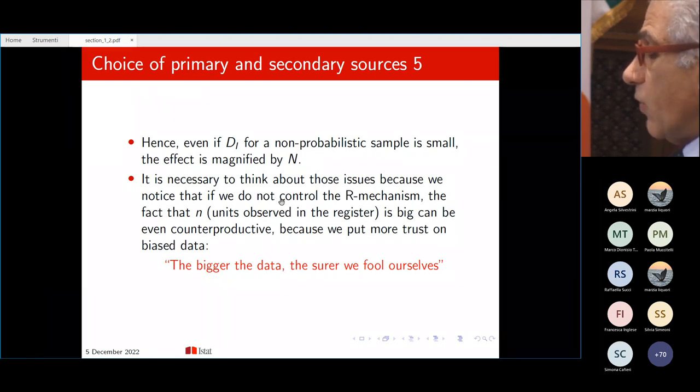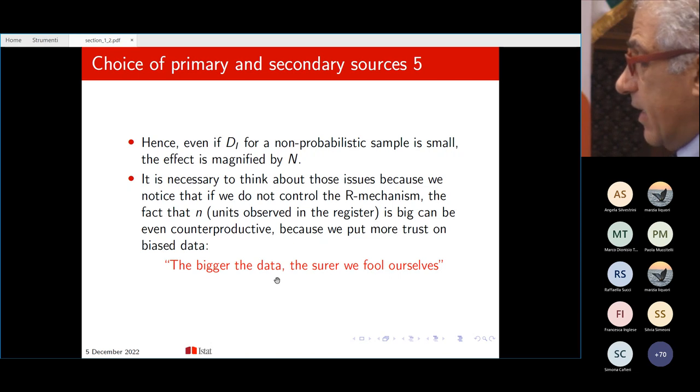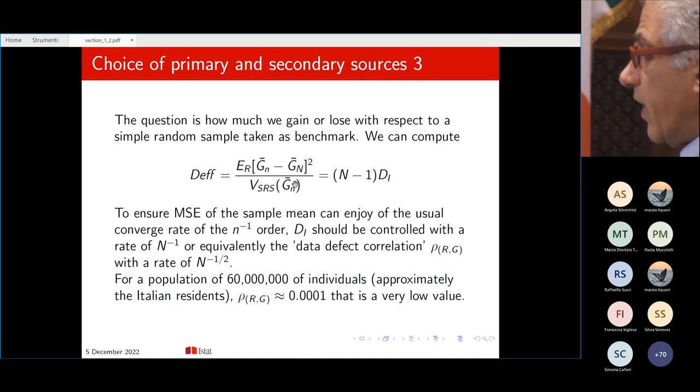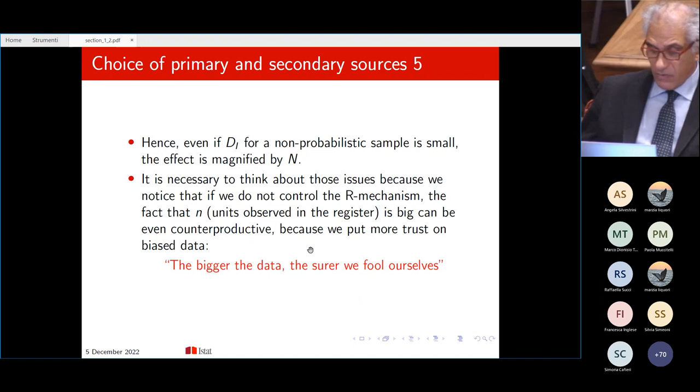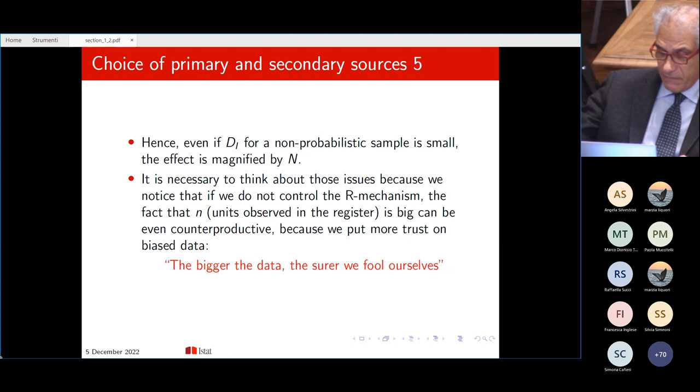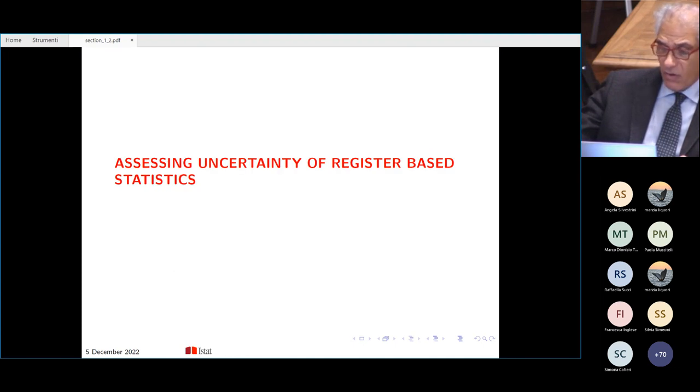It is necessary to think about those issues because we notice that if we do not control the response observation mechanism, the fact that the sample size is big can even be counterproductive, because we put more trust on biased data, since we have to face bias in the numerator of this formula. Then, to end with this topic, we say that the bigger the data, the surer we fool ourselves. Uncertainty of register-based statistics.